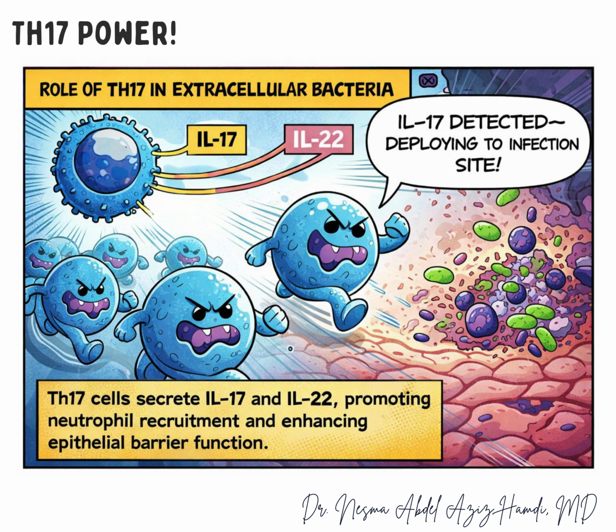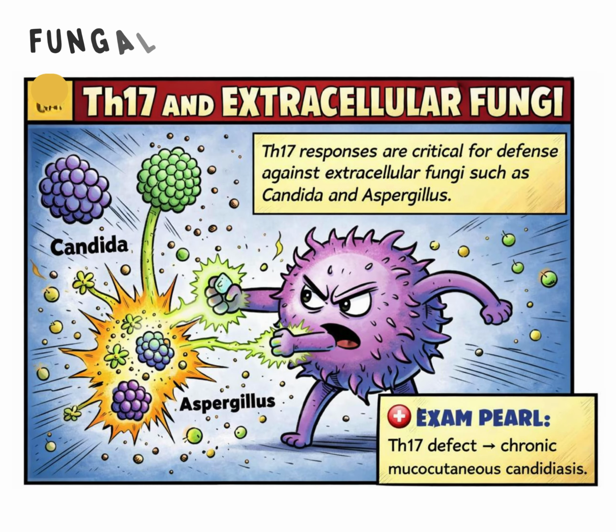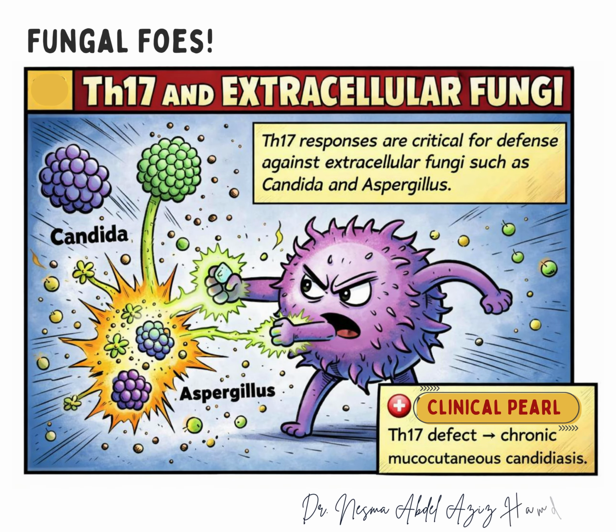Interleukin 17 promotes neutrophil recruitment, while interleukin 22 enhances epithelial barrier integrity and antimicrobial peptide production. Together, these cytokines strengthen defense at mucosal and epithelial surfaces. T helper 17 responses are particularly important for protection against extracellular fungi, such as Candida and Aspergillus. Defects in T helper 17 immunity lead to chronic mucocutaneous candidiasis.